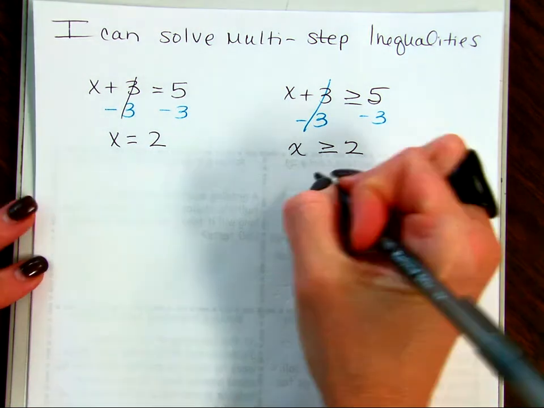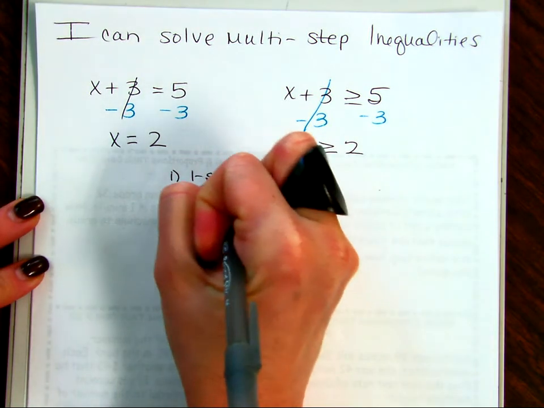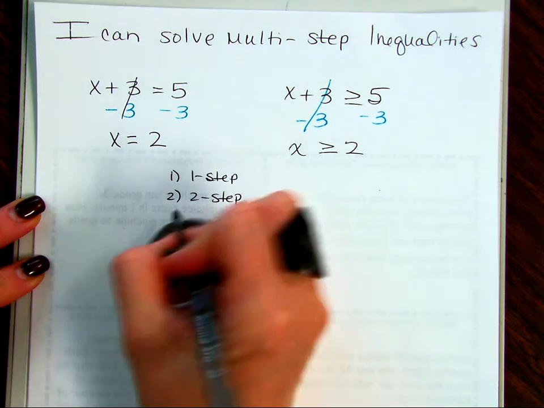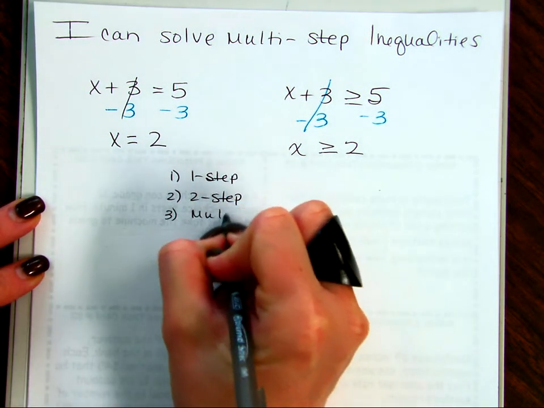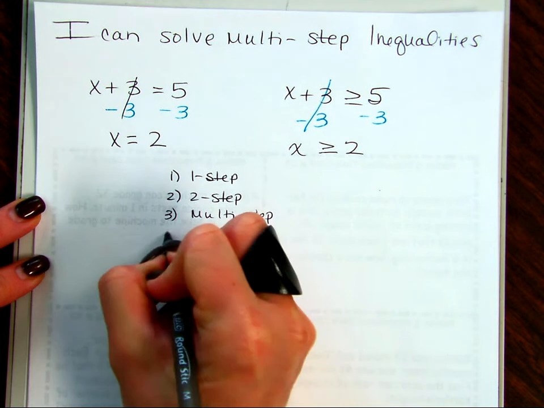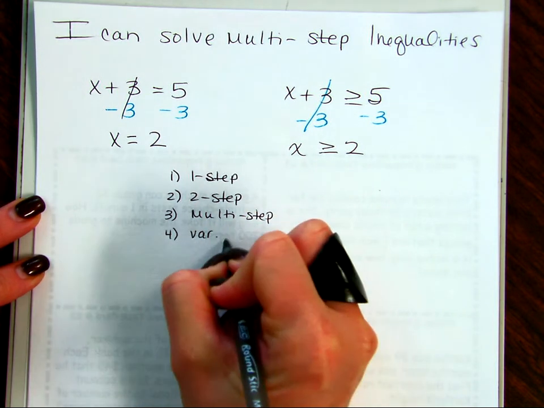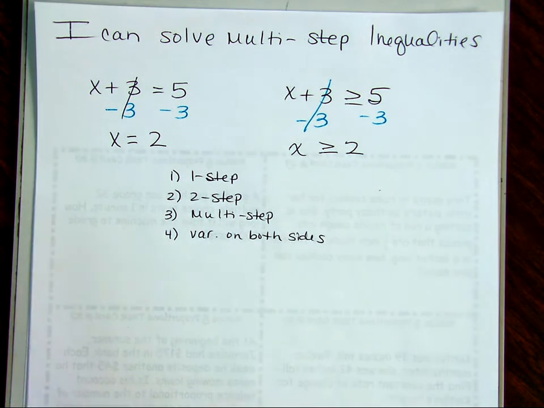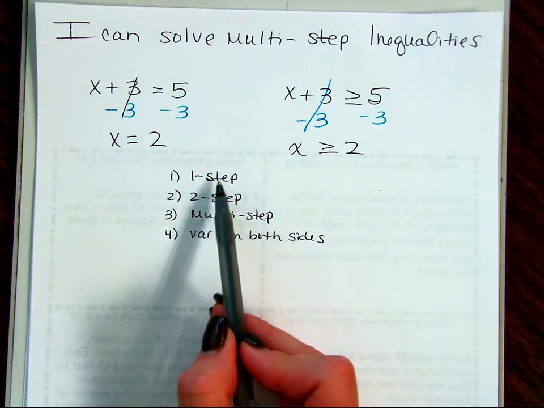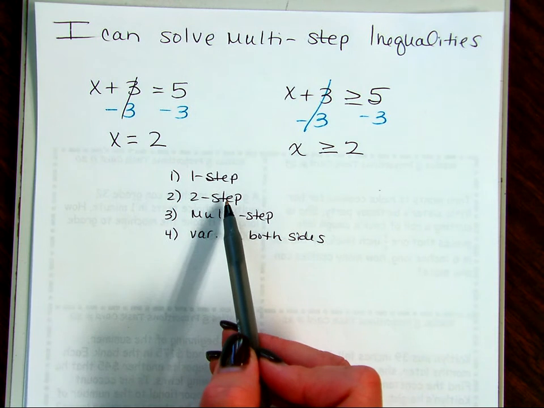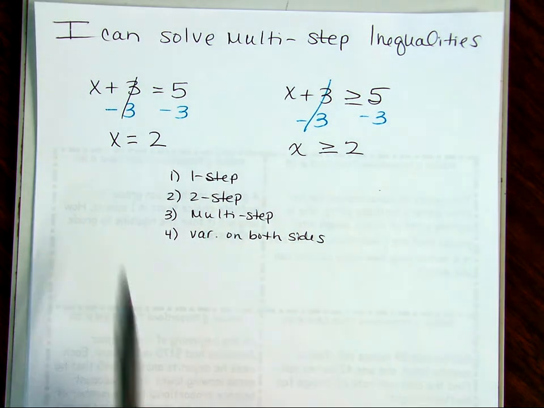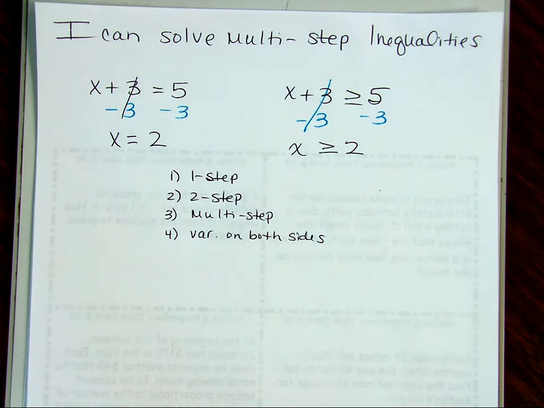So pretty much, here's what we're learning today. We're going to learn 1 step, which we just did, and then I'm going to show you right away 2 step, which takes us then to multi-step. And then the last thing we'll end up on is variable on both sides. These are the 4 basic categories. I don't feel like we need a whole day of just 1 step or just 2 step. Because this is an advanced algebra class, you should already know how to solve all these with equal signs. So today we're going to do all 4 with inequality signs.